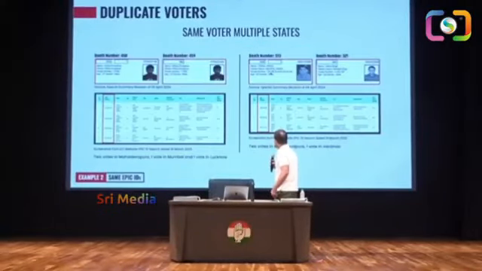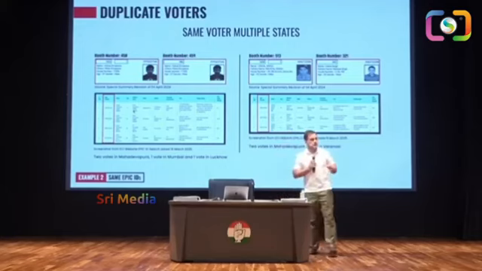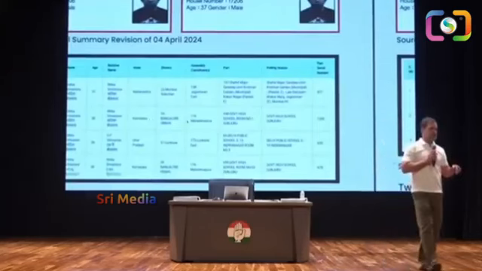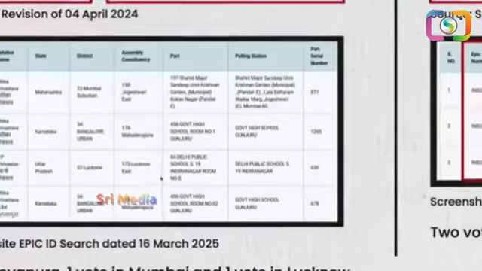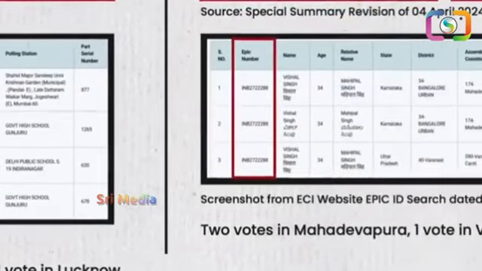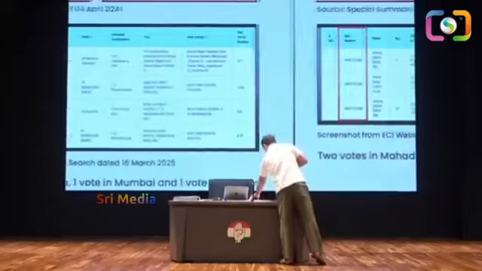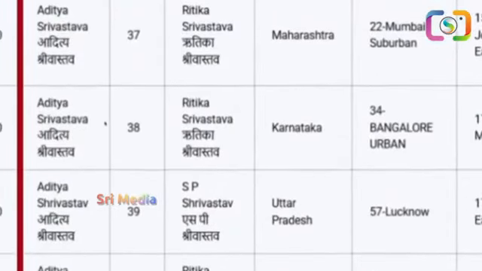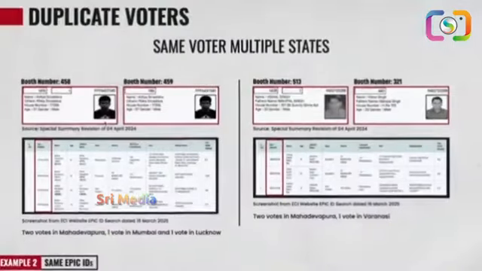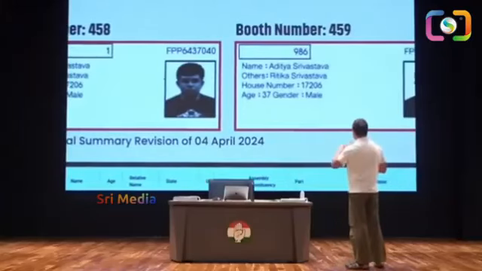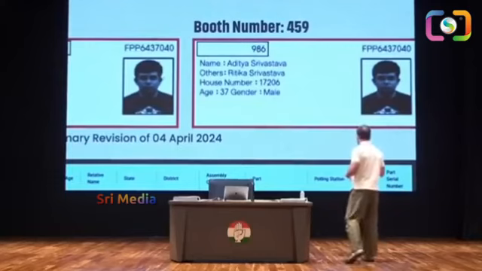Second example, same voter, voting in multiple polling booths in Karnataka, in the assembly, and also voting in Uttar Pradesh, voting in Lucknow, voting in Varanasi. Zoom in, show the name. This is the gentleman called Aditya Srivastava. Just zoom out for a second. Yeah, just zoom into the top 2 there. He votes in booth number 458, same person. He votes again in booth number 459, same person.